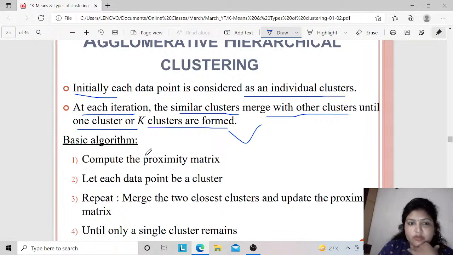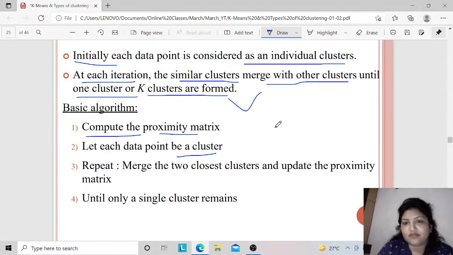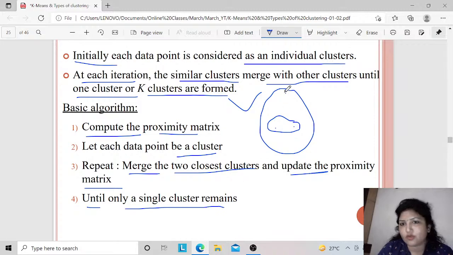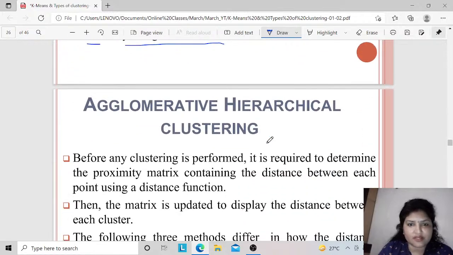So let us talk about the algorithm. Compute the proximity matrix. Let each data point be a cluster. One data point would be one cluster, then another data point would be another cluster, and suppose these are my two points and they are nearer to each other, so we make one cluster out of it, and then we merge this point into this cluster. This is how it works basically. Merge the two closest clusters and update the proximity matrix until only one single cluster remains. This process continues till you derive the single cluster, right?